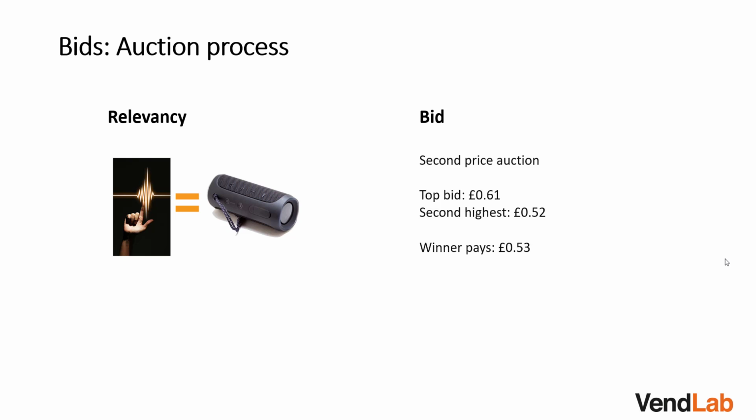And secondly, the bid level. All other things being equal, the positioning will go to the product with the highest bid. Amazon uses something known as a second price auction. So if the top bid is 61 pence and the second highest is 52 pence, the winner will pay 53 pence, so 1 pence higher than the next highest bid.